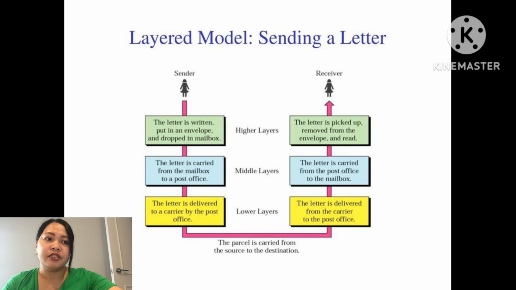For example, a letter is written, put in an envelope by the sender, and dropped in a mailbox. The letter is carried from the mailbox to a post office. The letter is delivered to a carrier by the post office, then the parcel is carried from the source to the destination. On the lower layer, the letter is delivered from the carrier to the post office. The letter is carried from the post office to the mailbox. The letter is picked up, removed from the envelope, and read by the receiver.